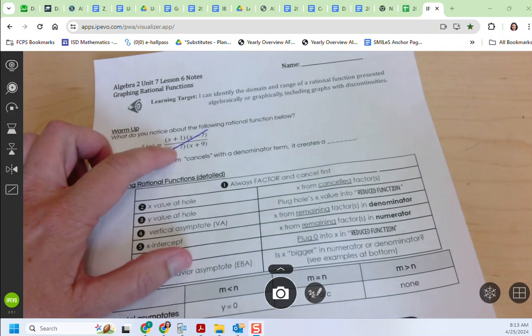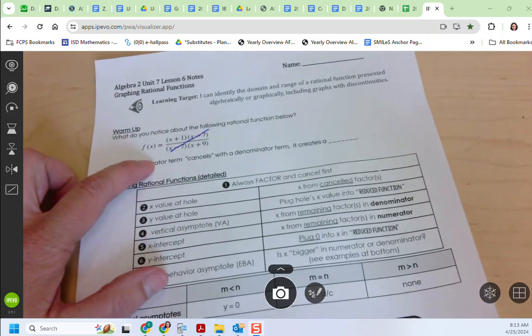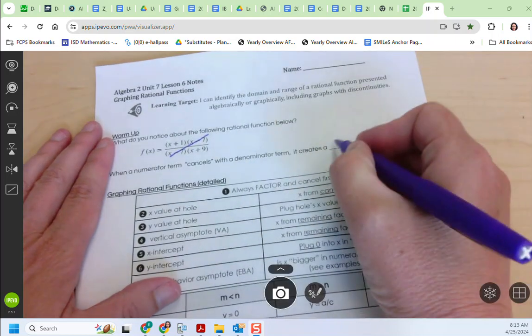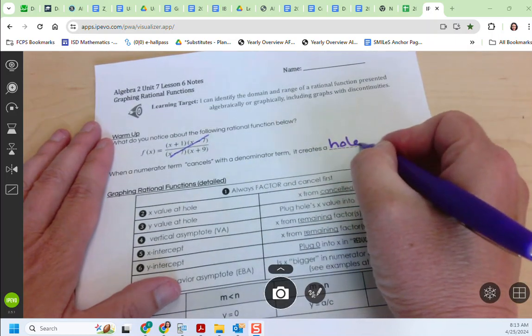So you're going to have this value of 7 that's undefined on your graph, but it doesn't make an asymptote because of the canceling out. So it doesn't make an asymptote, but it is undefined, and so what it makes is a hole. It makes a hole on your graph.